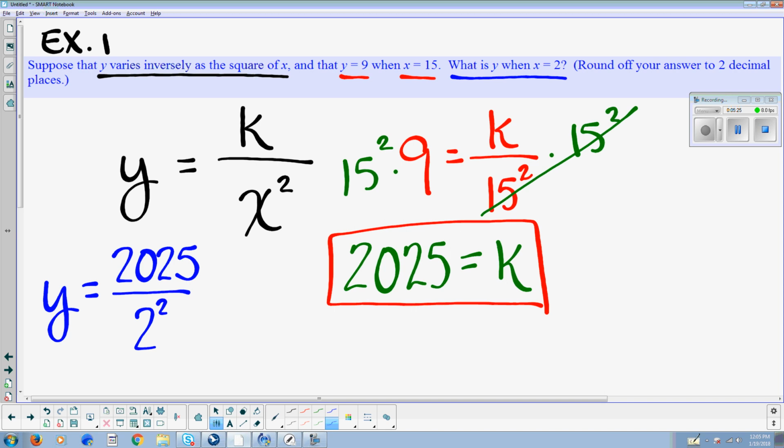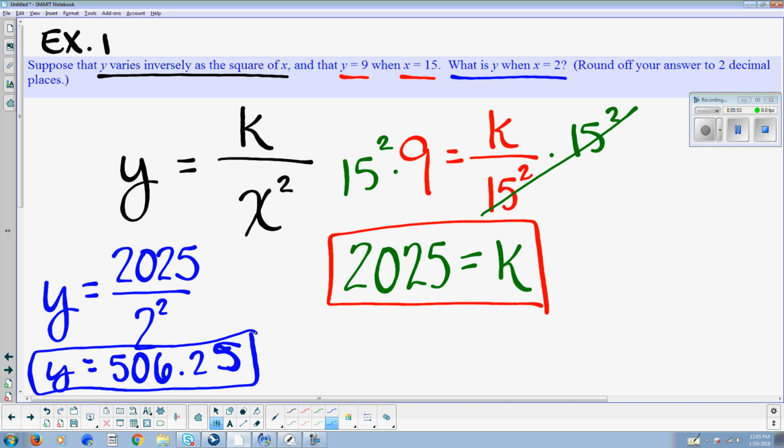I'm going to do this on the calculator. 2025 divided by 2 squared. And I get that y equals 506.25. It says to round the answer to 2 decimal places. So I'm going to keep that 0.25. So my answer is 506.25.